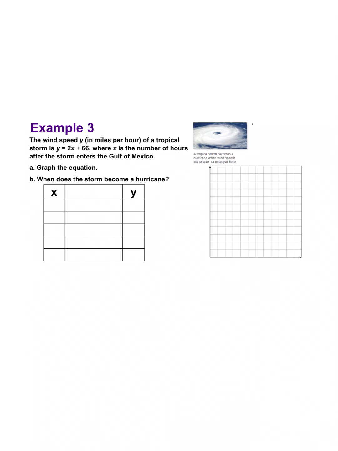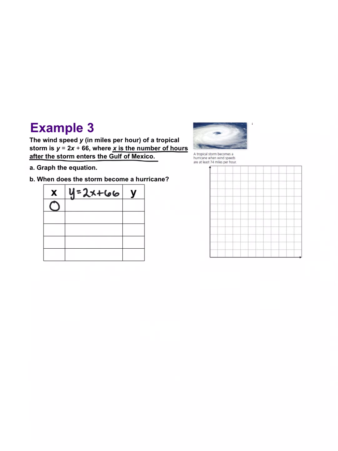So we're going to fill out our table here. This is our equation. We have y is equal to 2x plus 66. Now, our x values here said the x value is the number of hours after the storm enters the Gulf of Mexico. Think about this. Can time be negative? Hopefully you're shaking your head no, or that you know no, time can't be negative. So we're not going to use our -2, -1 because time can't be negative. So we're going to start here at 0.